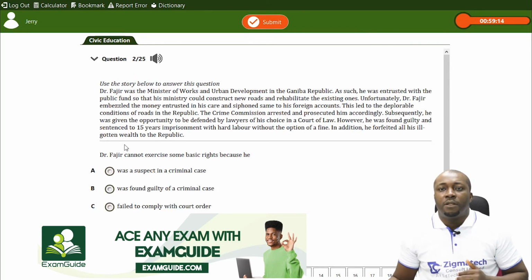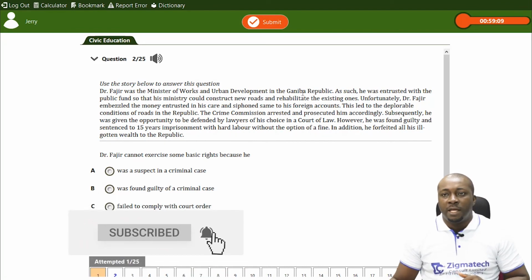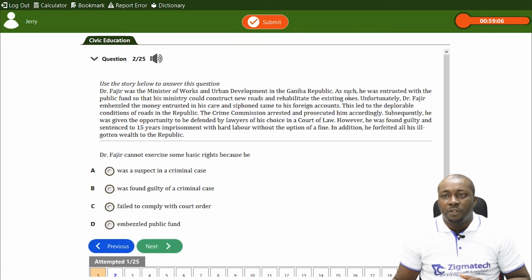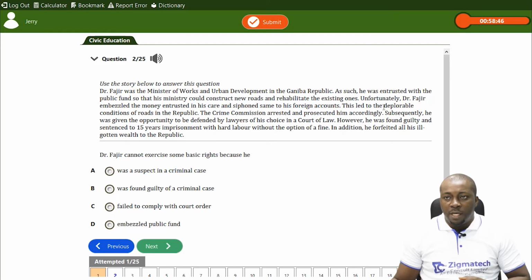Now, let's look at this story. Dr. Faji was the Minister of Works and Urban Development in Ghanaian Republic. As such, he was entrusted with public funds so that his ministry could construct new roads and rehabilitate the existing ones. Unfortunately, Dr. Faji embezzled the money entrusted in his care and siphoned same to his foreign accounts. This led to the deplorable conditions of roads in the Republic. The Crime Commission arrested and prosecuted him accordingly.